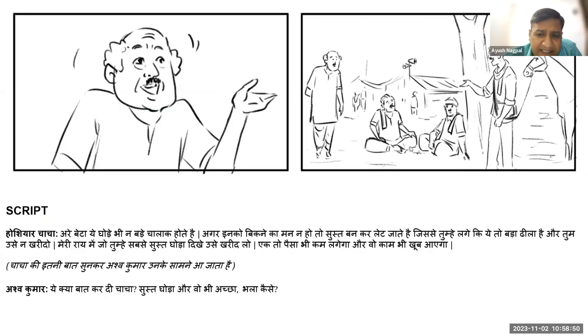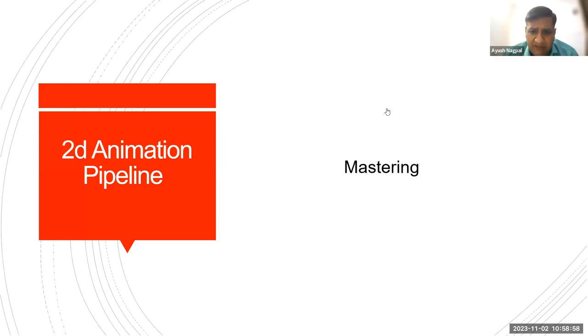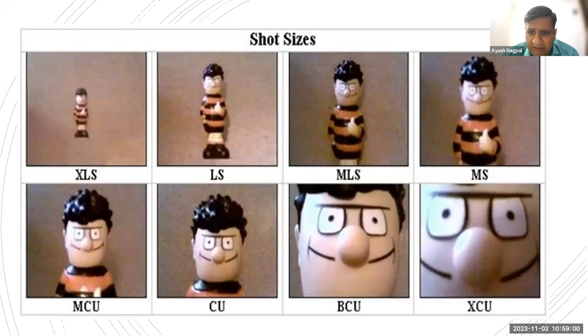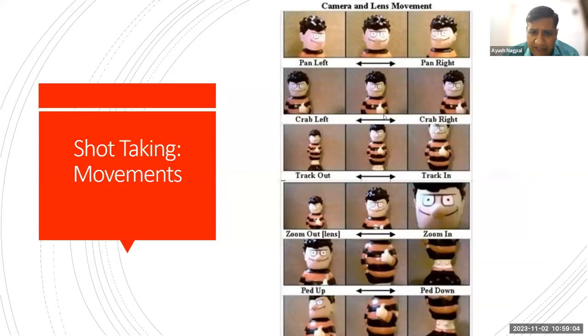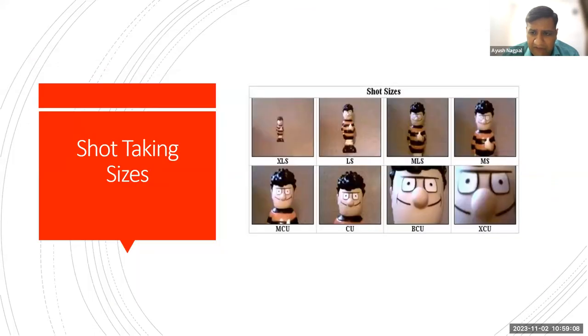So these are the things which are looked after when you're designing a storyboard. Very quickly, I'm just going to tell you about it. I've mentioned shots. I know you must have read them already, but for those who have not, these are the different shot sizes.